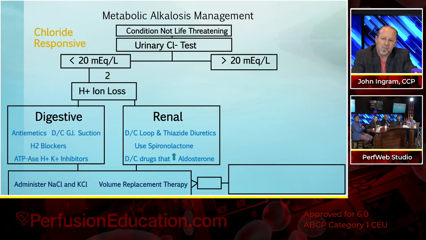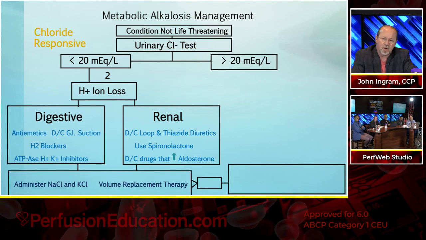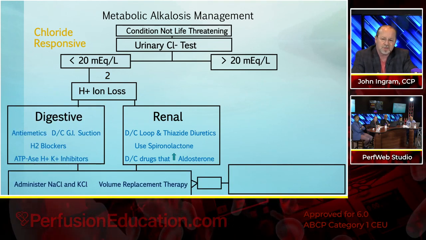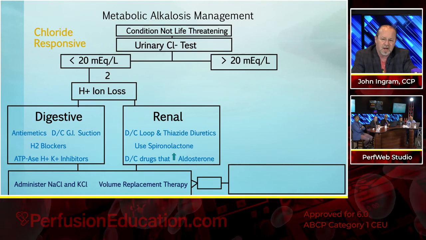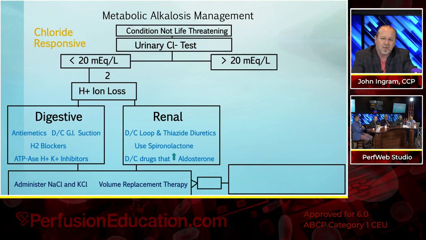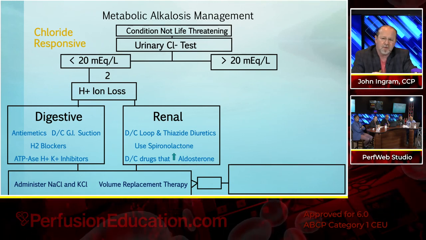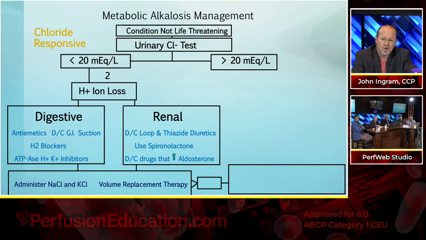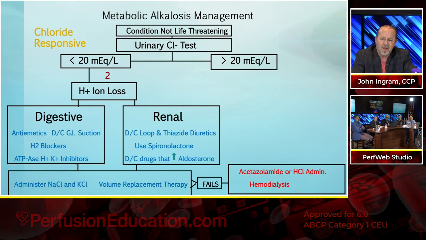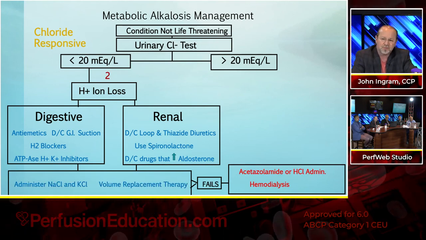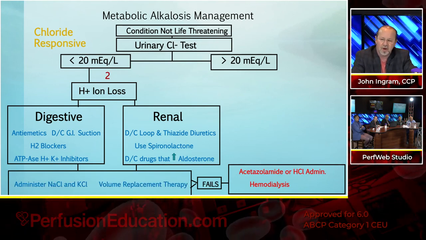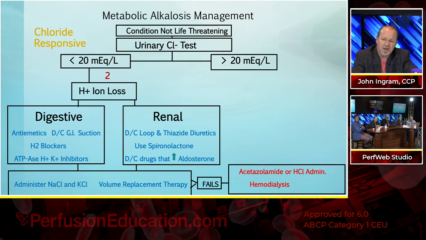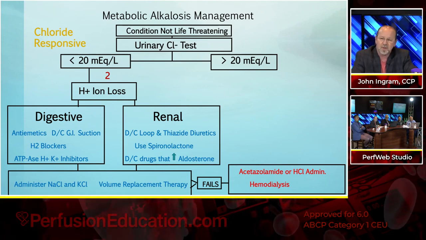So in either one of these, what are we going to do at the bottom? You're going to administer sodium chloride and/or potassium chloride to correct the potassium, the hypokalemia, and the hypochloremia. And you're going to do volume replacement therapy. If that fails, then you can go to these more severe measures of hydrochloride administration, sometimes dialysis also, or acetazolamide.